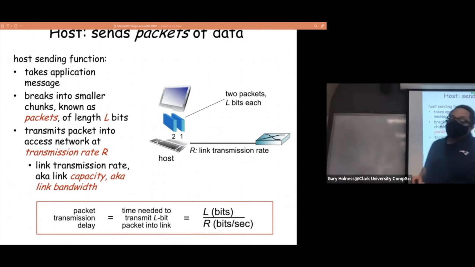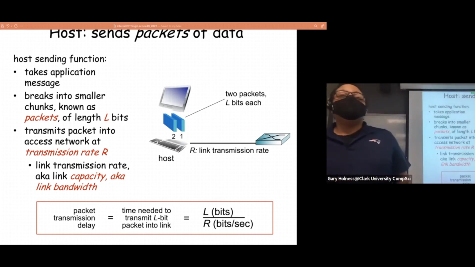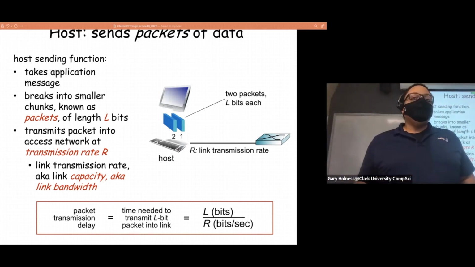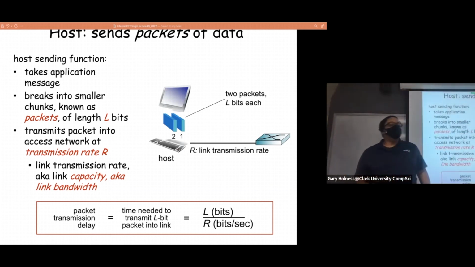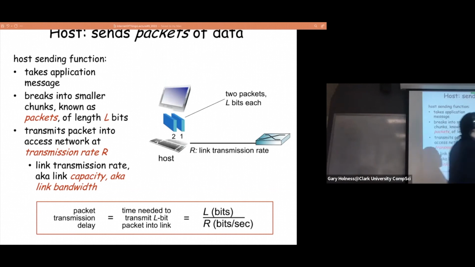So if you have L bits, it takes time to encode the first bit into signal energy, then the second, then the third, then the fourth. The total rate at which it encodes these bits into signal energy is called the transmission rate, or the bandwidth. That's what you pay for when you are leasing bandwidth or leasing a line for the internet. The so-called transmission rate, denoted by R, is measured in bits per second.